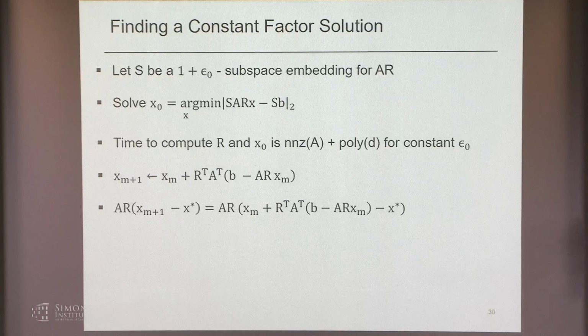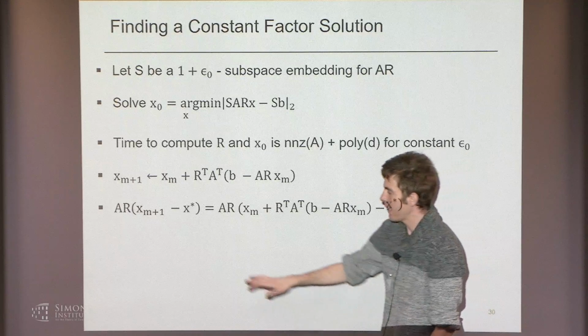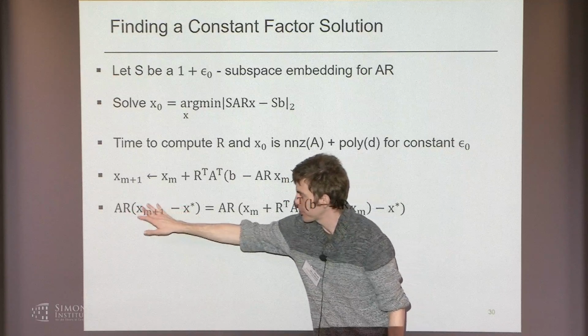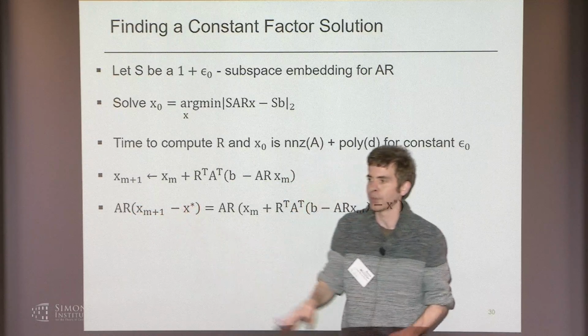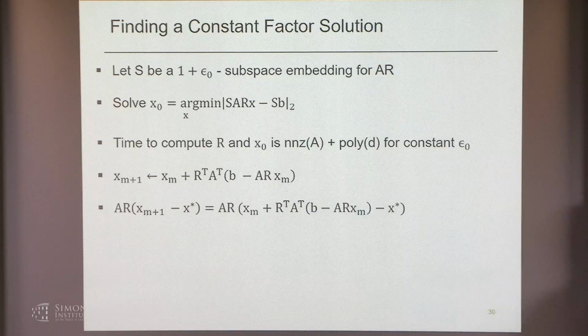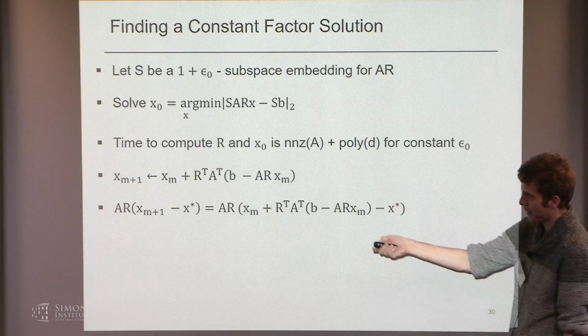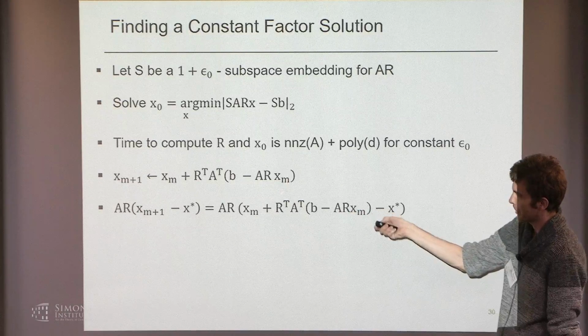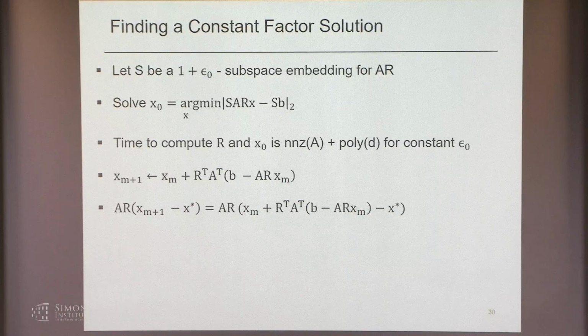Okay, so let's just look at this quantity. Let's look at A R times the (m plus 1)st iterate, x_{m+1}, minus the optimal solution, x star. Now, all I did on the right-hand side here is plug in the definition of x_{m+1}. This is the definition. Okay. So I claim the following equality holds. And this is not so easy.